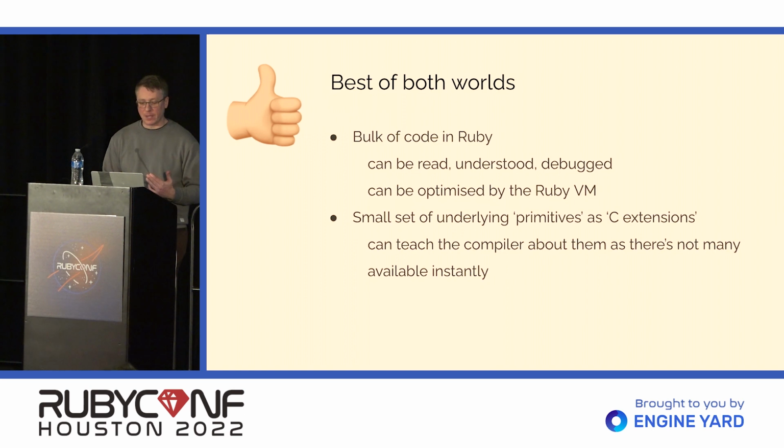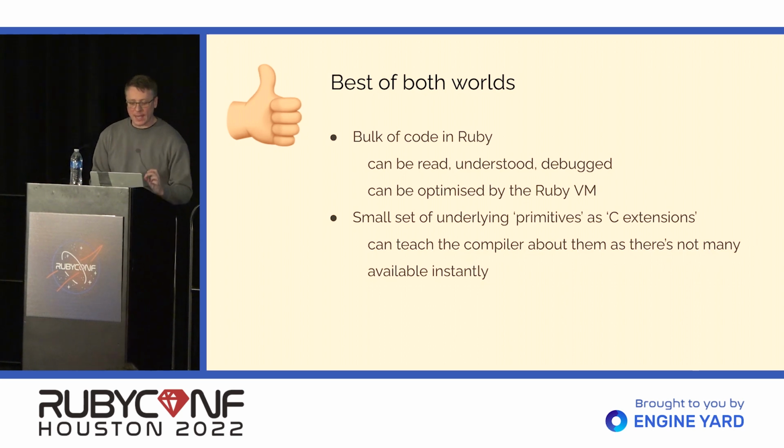This should hopefully give us the best of both worlds. We'd have the bulk of our code in Ruby. We're Ruby programmers. We like seeing code in Ruby. We can understand it. This means it can be read, understood, debugged by anyone. It also means it can be better optimized by the VM. We're building things like YJIT to optimize Ruby code. So the more Ruby code we have it can optimize, the better.